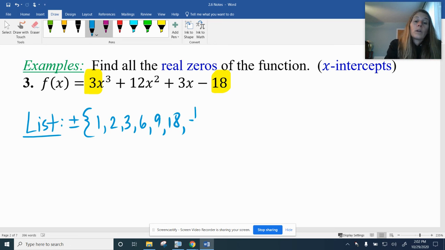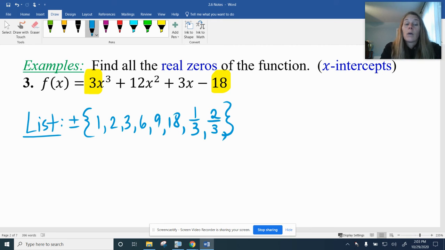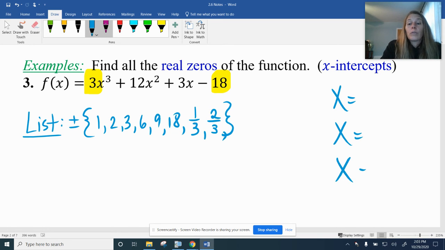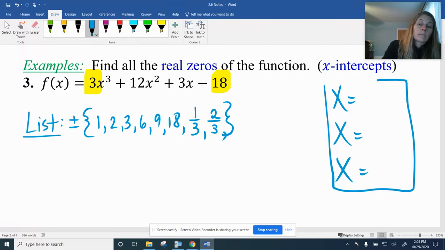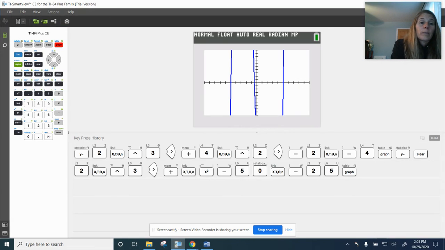Now when I do that, 1 over 3, 2 over 3, those are simplified fractions. But then when I would go to 3 over 3, that's really a 1. Then I would do 6 over 3, but that simplifies to 2. Then I would do 9 over 3, which simplifies to 3, and 18 over 3 simplifies to 9. So that's where I'm going to stop, because the last 4 would all reduce into something I already have. Now again, this is a cubic, so I'm expecting 3 solutions and hopefully 3 x-intercepts. So now I'm going to use my graphing calculator to see how many of them show up on my graph.